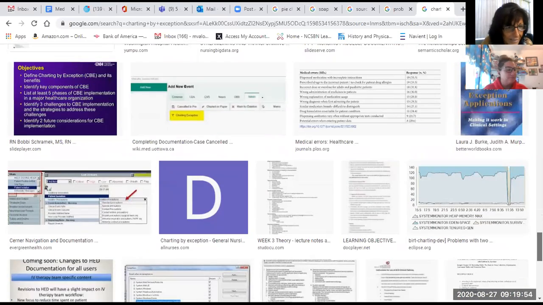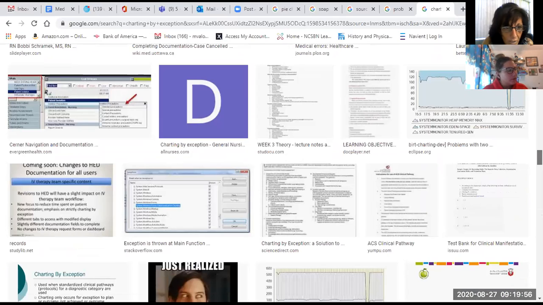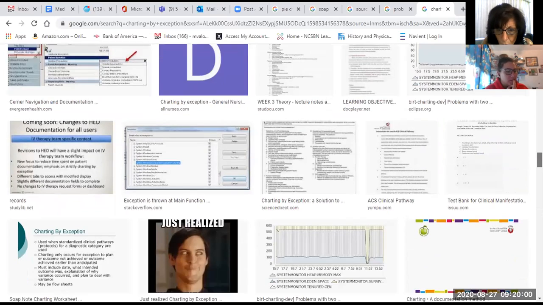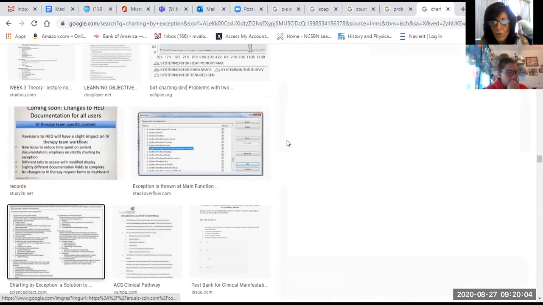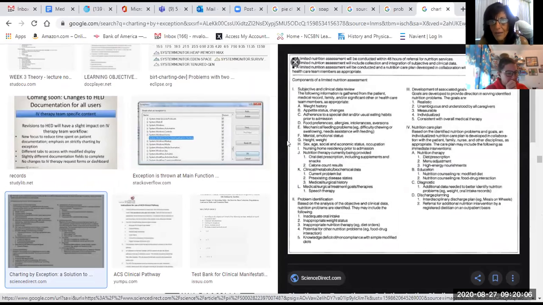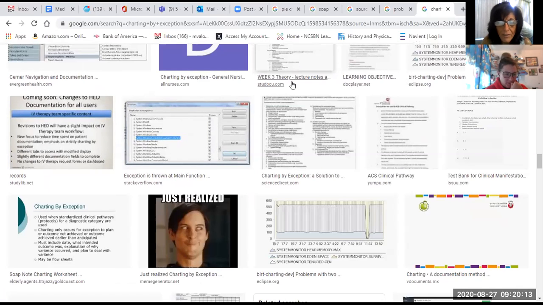I'm trying to find an example of Cerner. And this is where clinical pathways and critical pathways come into play. And I'll explain what I mean, which are basically just standardized plans of care for patients based on their diagnosis.